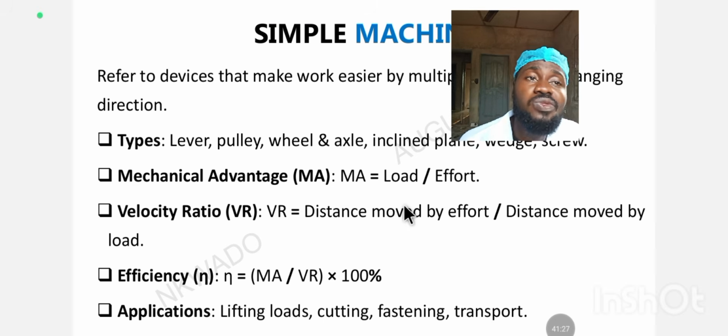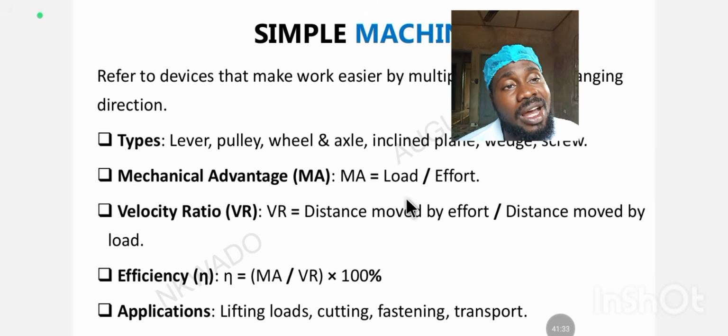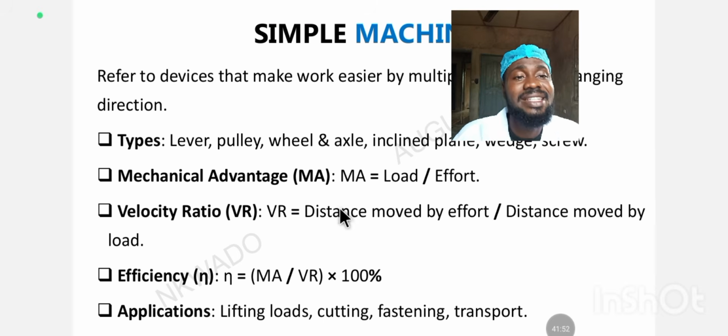They can ask you to look for the load. You don't have a formula for load, so you are going to use this mechanical advantage formula to make load the subject of the formula and you get your answer as easy as ABC. Physics is very easy. So velocity ratio, the same thing. You can be given velocity ratio and told to find the distance moved by effort, or to find the distance moved by load, and you are given distance moved by effort and velocity ratio, and so on and so forth.